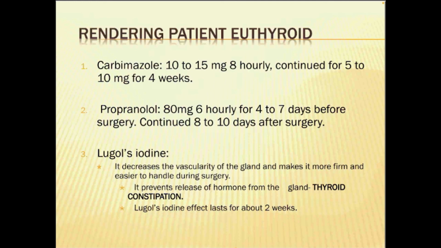Thyroid constipation. What is thyroid constipation? Because of the reduced vascularity, the hormones cannot be released into the blood vessels easily, so the thyroglobulin, colloid and T3, T4 get accumulated inside the thyroid gland. This condition is called thyroid constipation. The thyroid gland produces T3 and T4, but it cannot release them into the bloodstream. This is because the drug decreases the vascularity of the gland. This effect will last for at least 2 weeks.